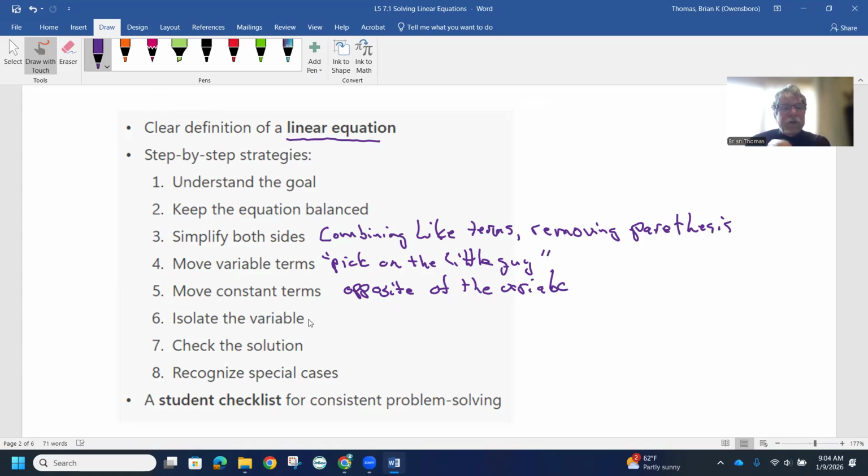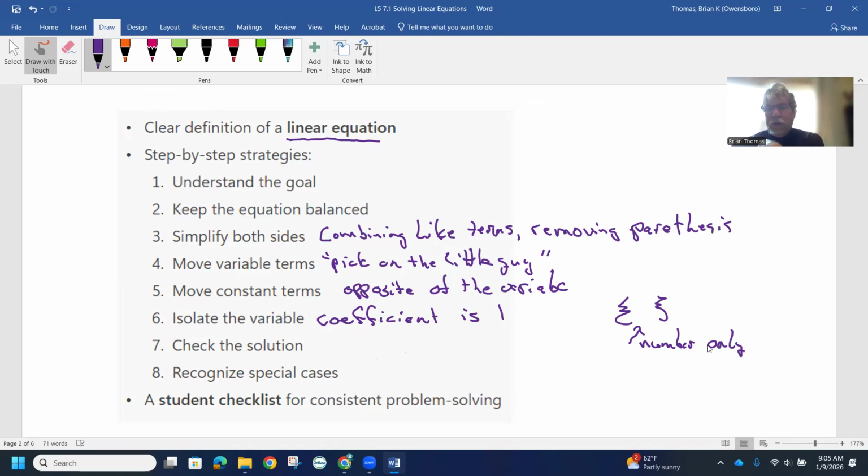And then we want to get the variable by itself. That means we want to make the coefficient of the variable 1. So the coefficient of x, or whatever the variable is, is going to be 1. This is where we use multiplying and dividing. Once we get x by itself, we have our solution. A lot of times in your homework, we have the set notation. Remember, in the set notation, only the number goes inside here.